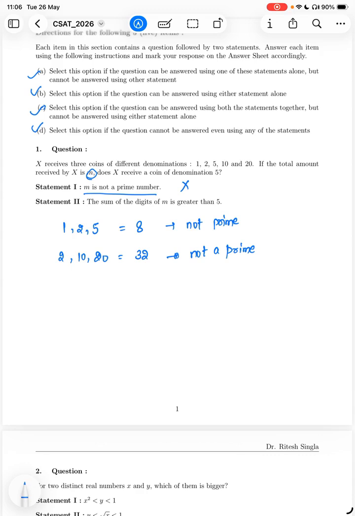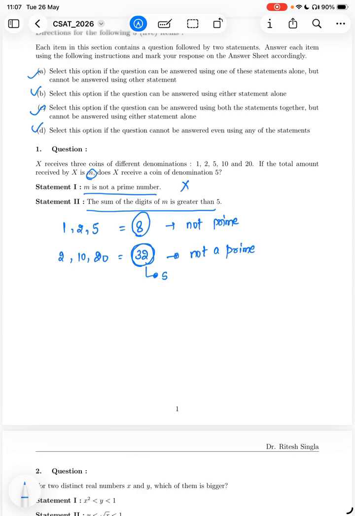Now look at this. The sum of the digits of m is greater than 5. What do we mean by the sum of the digits? For example, if you take the number 32, the sum of the digits is 5. If you take another number, the sum of the digits is 8. So what they are saying is that the sum of the digits of m is greater than 5.